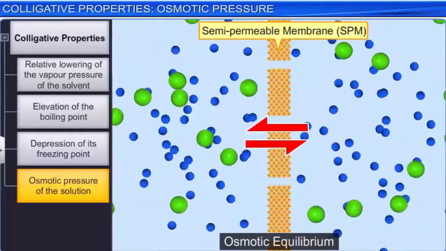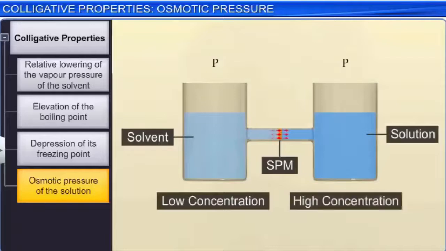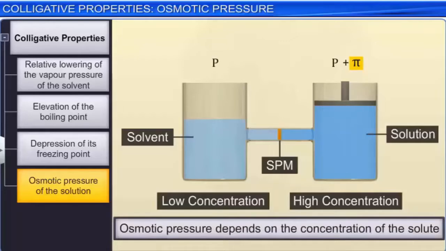The flow of solvent molecules from low concentration to high concentration can be stopped by applying some extra pressure on the high concentration side. The minimum pressure required to do so is known as the osmotic pressure of the solution. Thus, osmotic pressure pi of a solution is defined as the excess pressure that must be applied to a solution to prevent osmosis from taking place. Osmotic pressure, like other colligative properties, does not depend on the identity of the solute, but on its concentration.